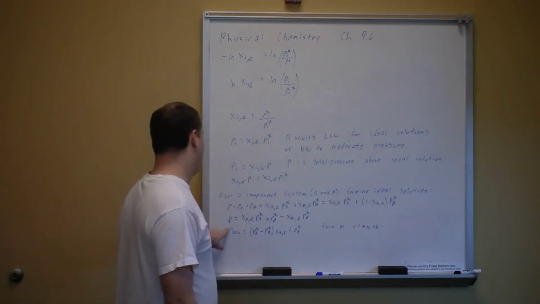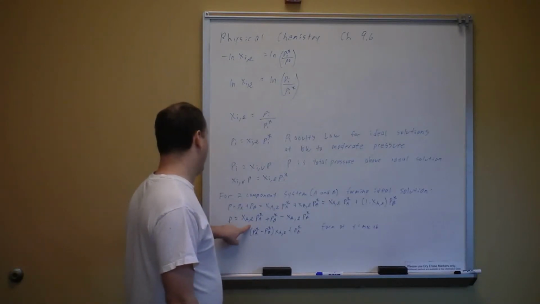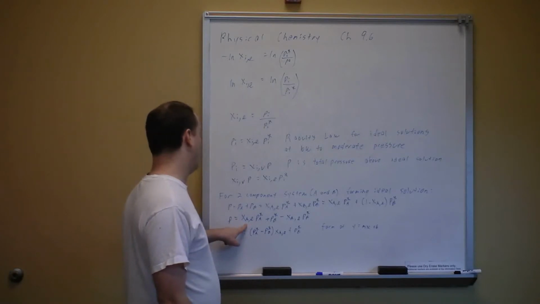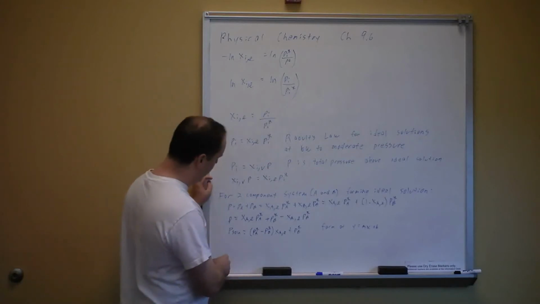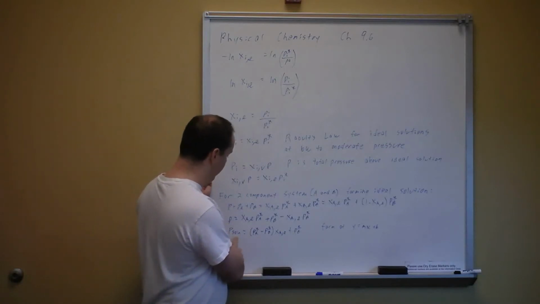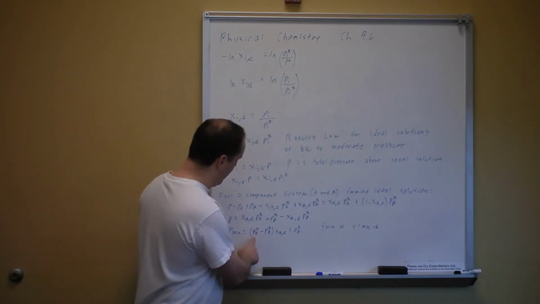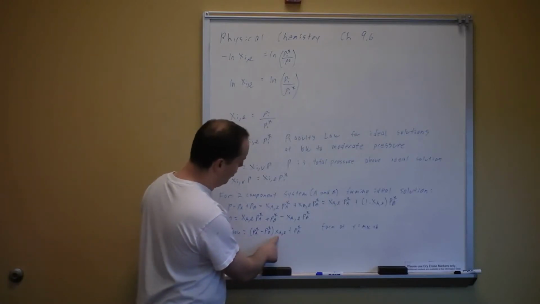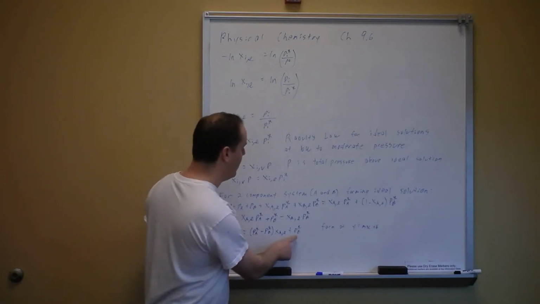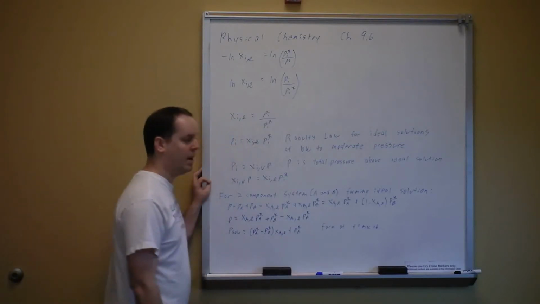Then we want to combine or factor out the mole fraction of A here. And the reason is we're going to get this in the form y equals mx plus b so we can graph it as a straight line. So we get the pressure above the solution is equal to the partial pressure of A minus the partial pressure of B times the mole fraction of A in the liquid phase plus the partial pressure of B unmixed.